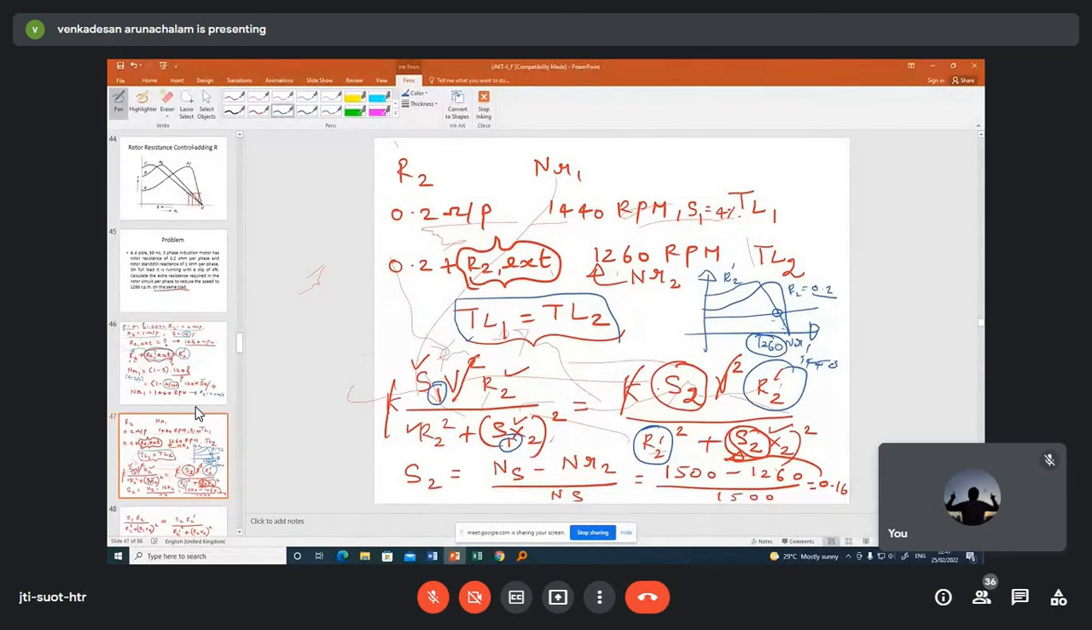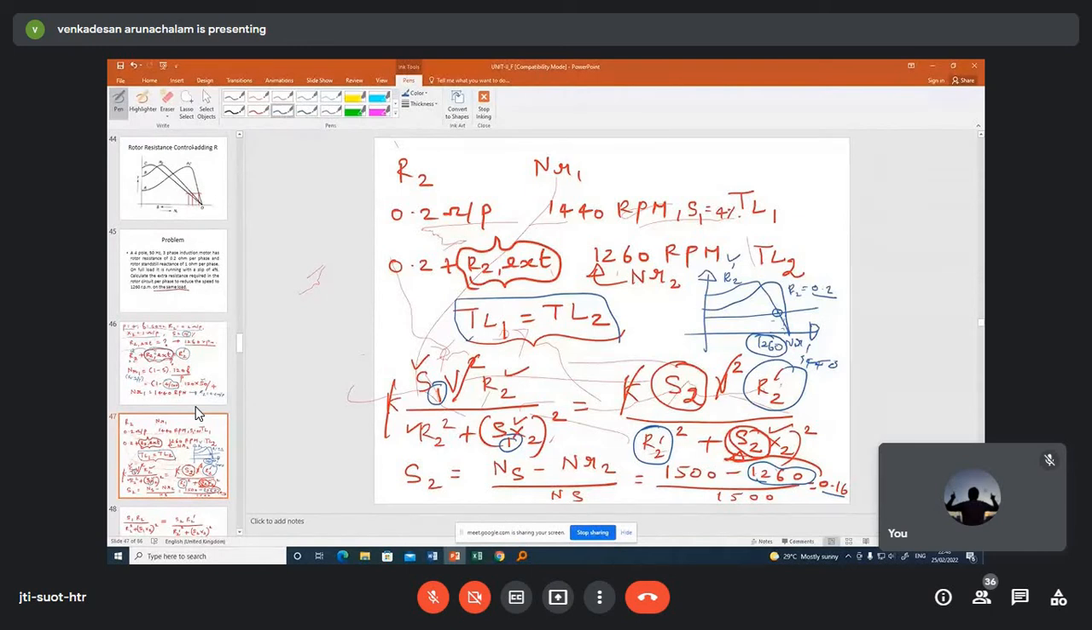So now you have to equate these two equations. The constant of proportionality is the same, so that is cancelled on both sides. V and R2 are known, X2 is known, S1 is already given as 4%. S2 only we have to find out. S2 we can find from the given speed. The given rotor speed is 1260, and the synchronous speed is 1500. So if you subtract 1260 from 1500, you will get the slip as 0.16 corresponding to 1260 RPM, that is corresponding to your R2 dash.